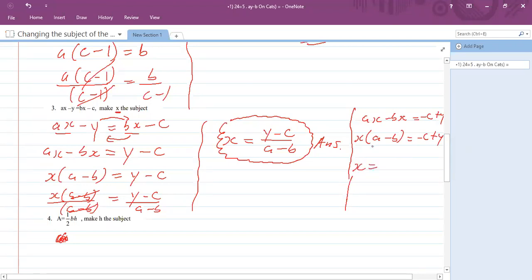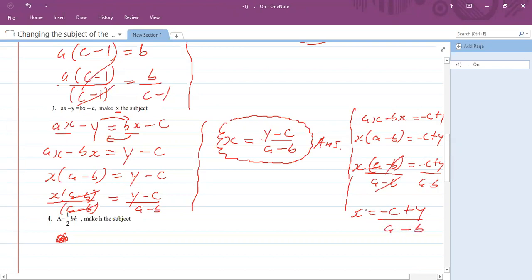They say X is equal to, so what to do here now? You see A minus B is equal to negative C plus Y. Then you divide both sides by A minus B. You can do the same thing. So you get back X is equal to negative C plus Y over A minus B. You get the same result. The only difference here is you put the positive Y before and negative C, and here you have negative C and Y, the same thing.